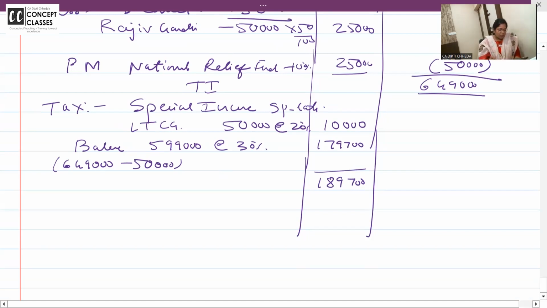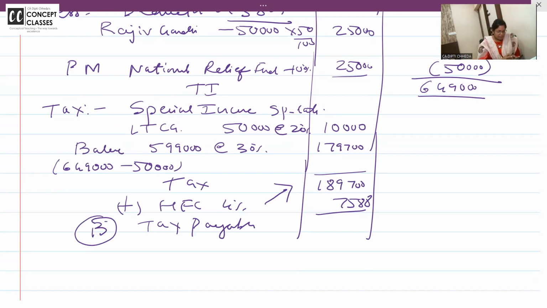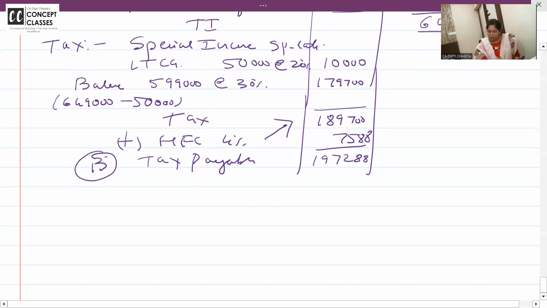Please respond if anyone has fallen behind or has any doubt, then ask. What is the tax payable? Normal tax payable, I call it BBIT, is 197,288. And revise these quality good problems. Tomorrow also we are doing math, but tomorrow will be the last day. We have done a good number of problems. Not many in number, but quality good ones. Rounded off, 197,290.